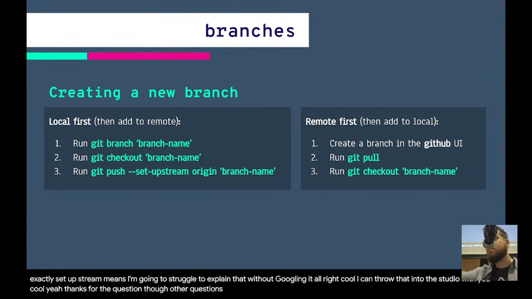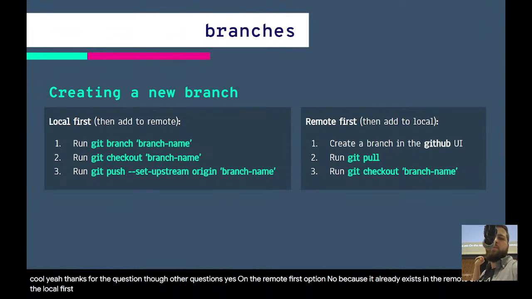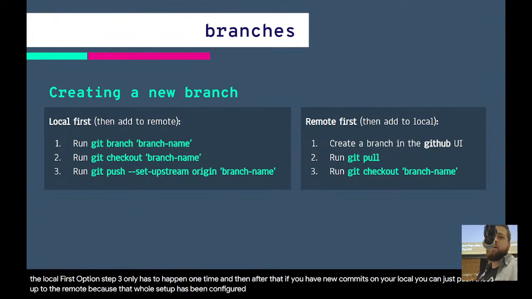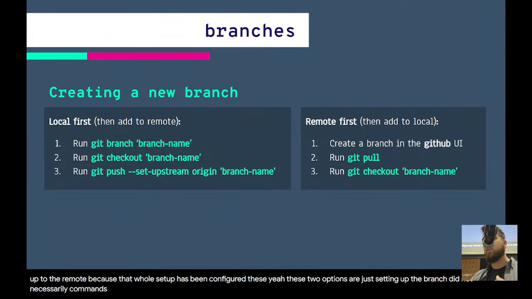Other questions? So on the remote first option, after you run the checkout, would you have to push it back from local to remote? No, because it already exists in the remote one. In the local first option, step 3 only has to happen one time. After that, if you have new commits on your local, you can just push those up to the remote because that whole setup has been configured. These two options are just setting up the branch. They're not necessarily commands for using the branch, if that makes sense.